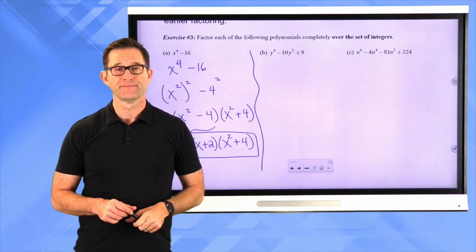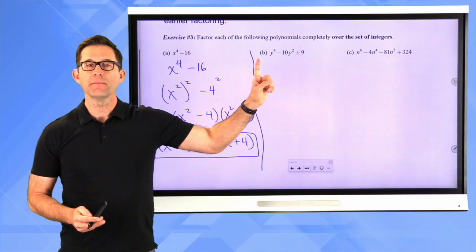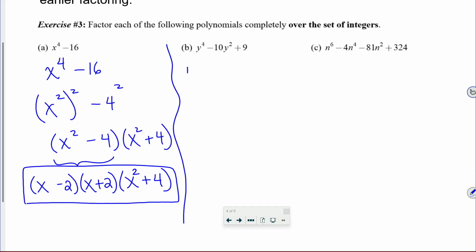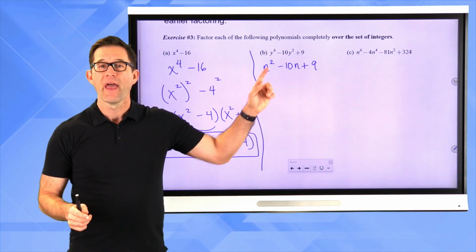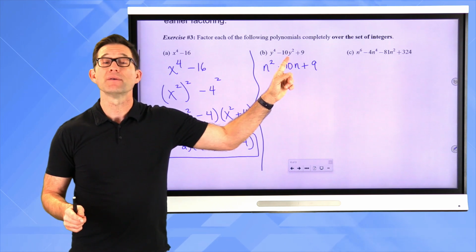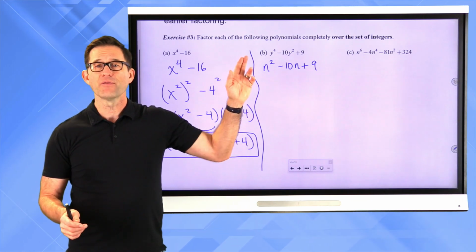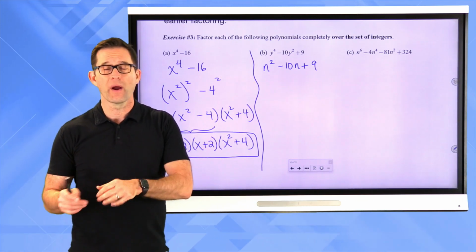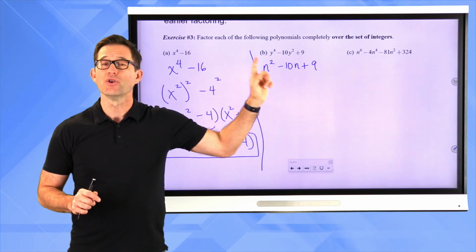Let's take a look at letter B. Here we have y to the 4th minus 10y squared plus 9. Now this is essentially the same structure. I'm going to just write something else down. This is really the same structure as this, n squared minus 10n plus 9. I claim it's the same structure because it's a trinomial, and this term is just this term squared. So it's absolutely the same structure, it's a trinomial. The difference is we really have y squared squared and y squared to the 1st. So if you can factor this, you should be able to factor this.